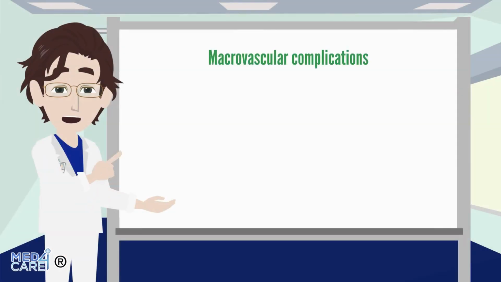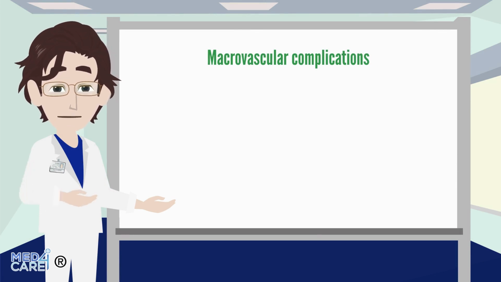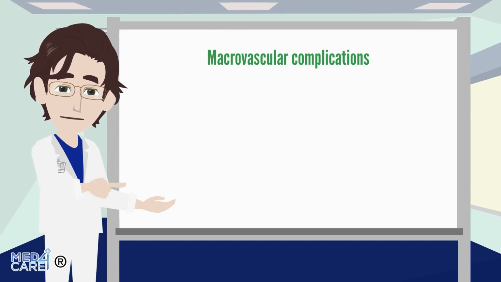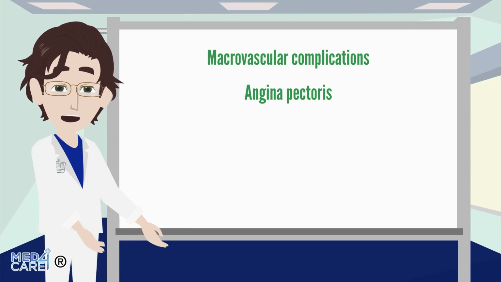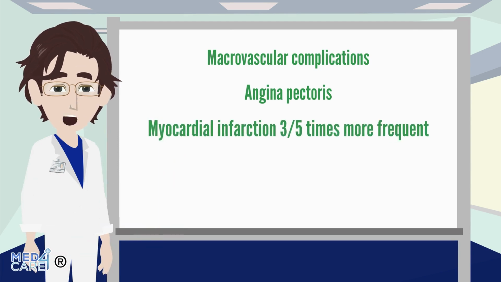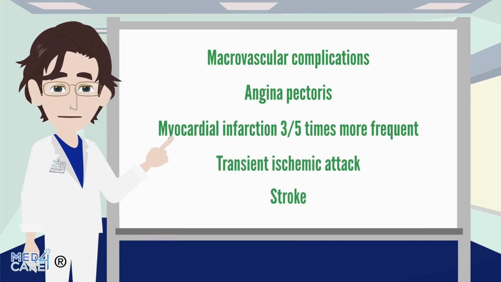Then we have macrovascular complications. They are the result of damage to medium and large caliber vessels. At the base there is a process of accelerated atherosclerosis. The main ones are angina pectoris and acute myocardial infarction. Let us remember that myocardial infarction is 3 to 5 times more frequent in these patients. Transient ischemic attack and stroke.